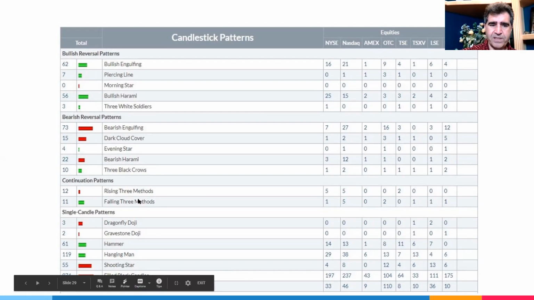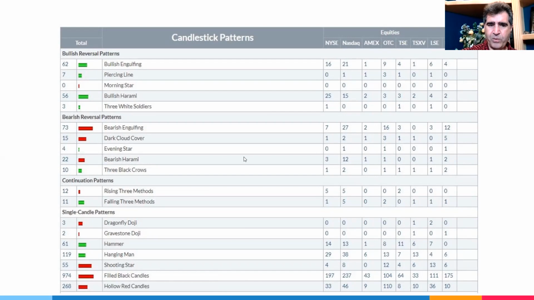Again, some of my favorites are Evening Stars, for instance. There are very few, but when they do appear, they're pretty strong. And also Morning Star. You can see they're very rare, and I mentioned Abandoned Baby. So basically, those are rare. But when they happen, they're pretty strong, especially if you combine them with something like the LRC, the linear regression channel. You don't need many of them. Again, the whole idea is to have the probability and edge on your side.